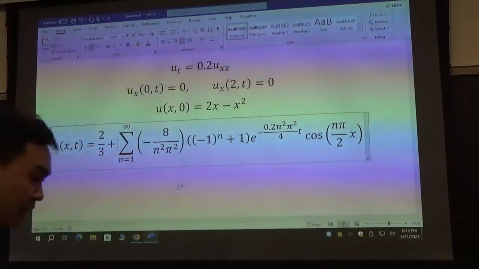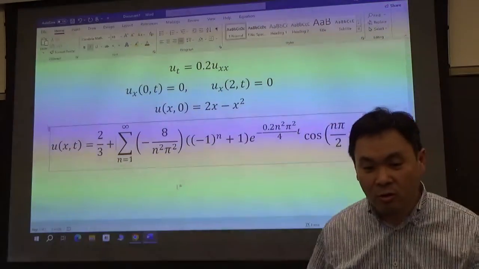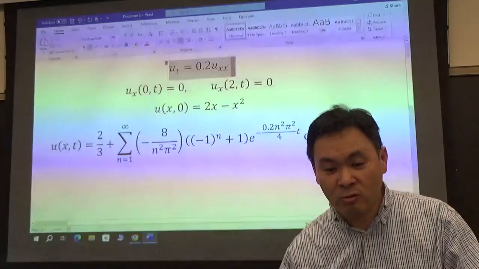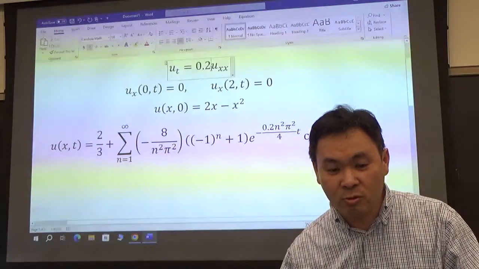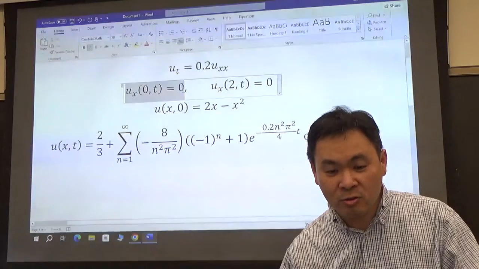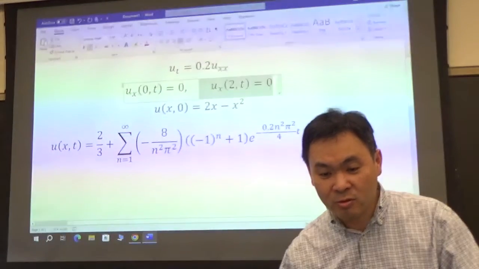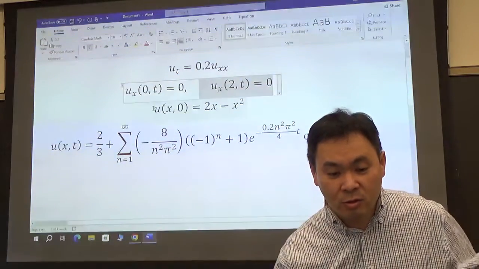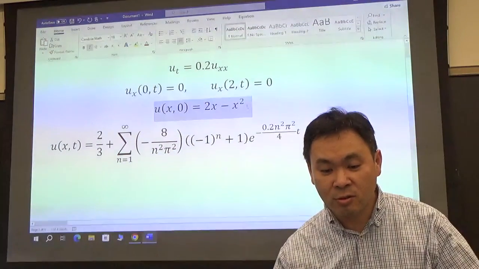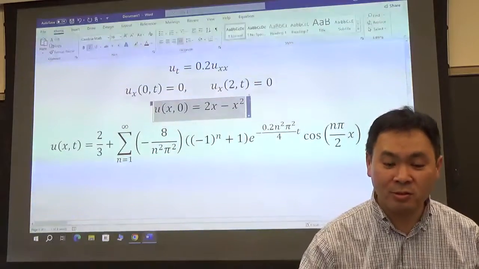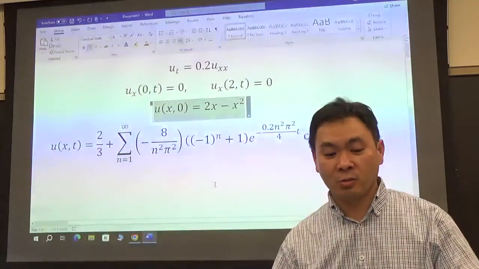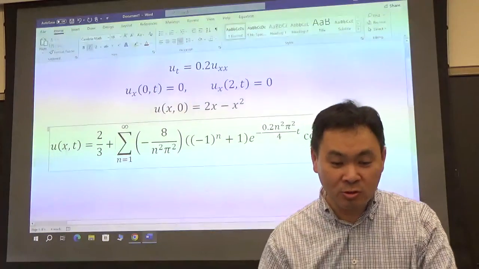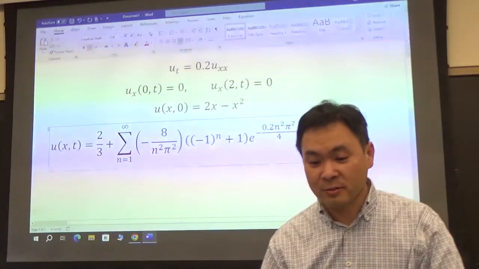Alright, so last time we solved this heat equation. This is a heat equation with K equal to 0.2, and the boundary conditions at the endpoints are called Neumann boundary conditions. And then you have u(x,0), the initial condition, is 2x minus x squared, and we did a lot of calculations, and after hard work we got this as the answer.